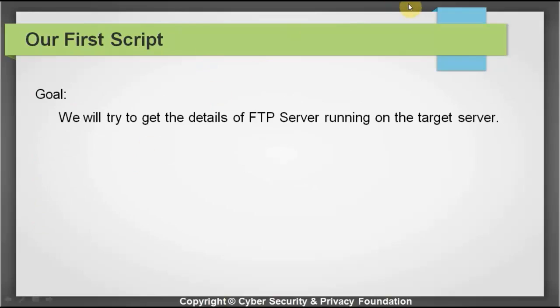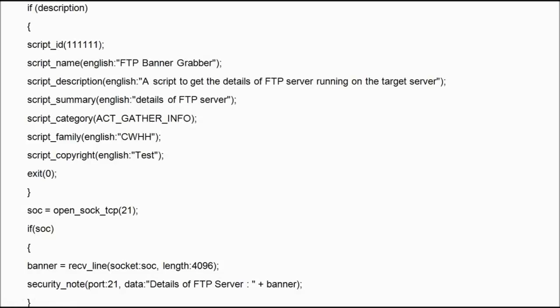So let's write our first nasal script. We'll get the details of the FTP server that is running on the target computer. So this is the code we are going to be using. We're giving a script ID, a script name, all these details in the description section, so we can just skip that. We'll come over here.